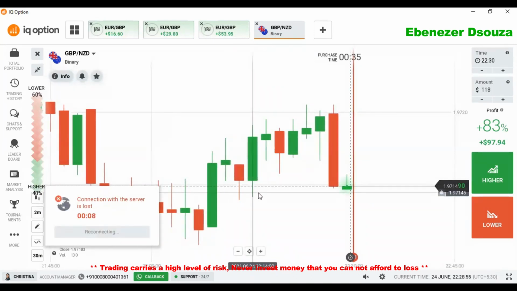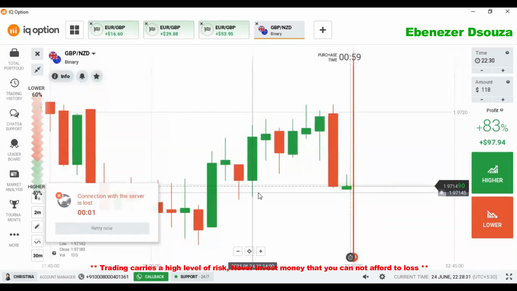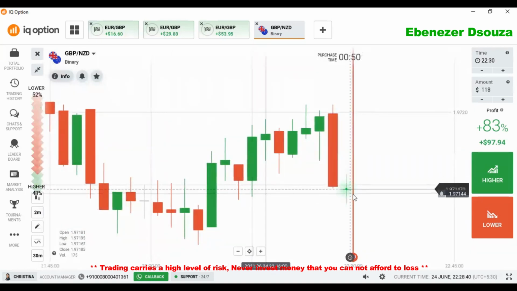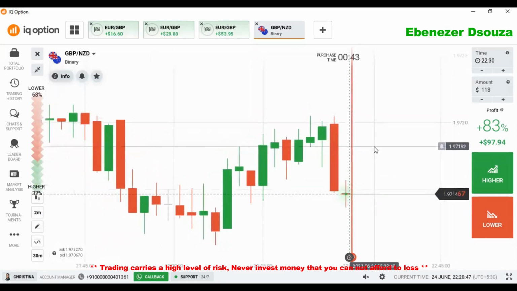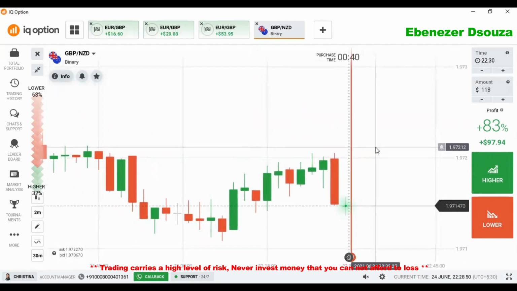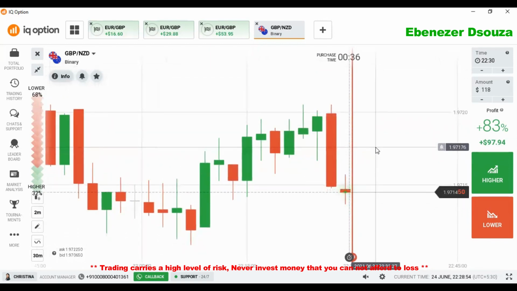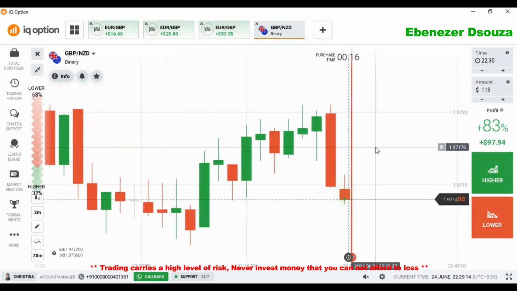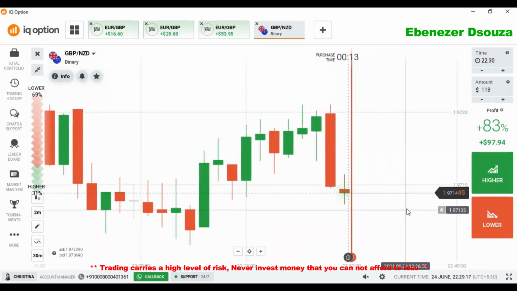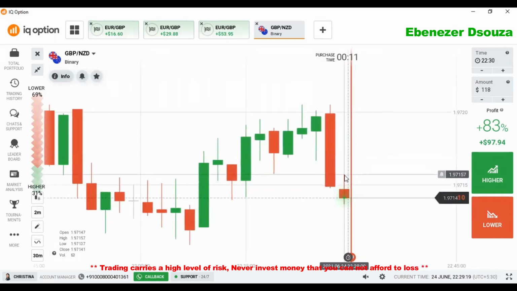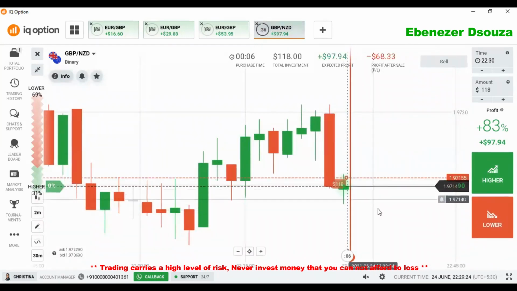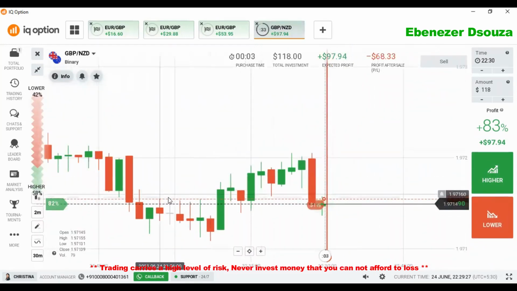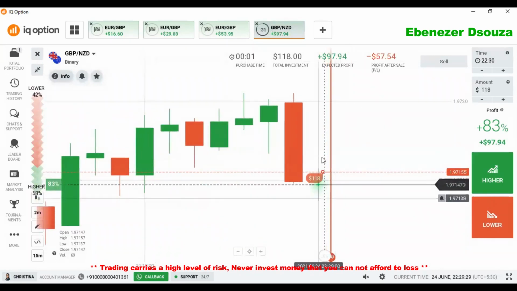Maybe some internet issue problem. Okay. So sellers are trying to enter into the market. There is a strong rejection from this rejection point. So I placed here a lower option trade because I am seeing a strong rejection. It's a rejection point.